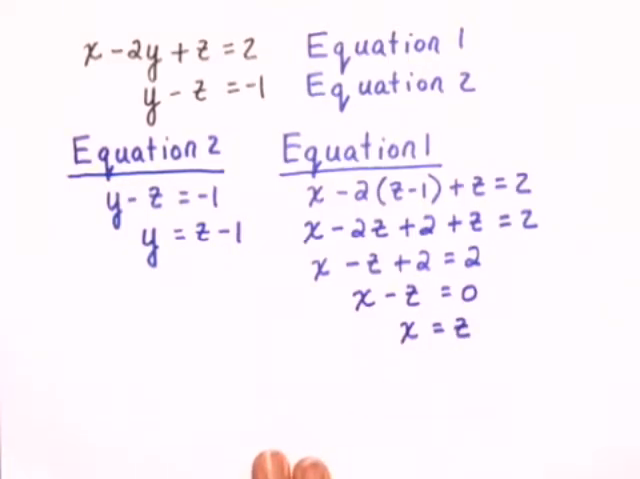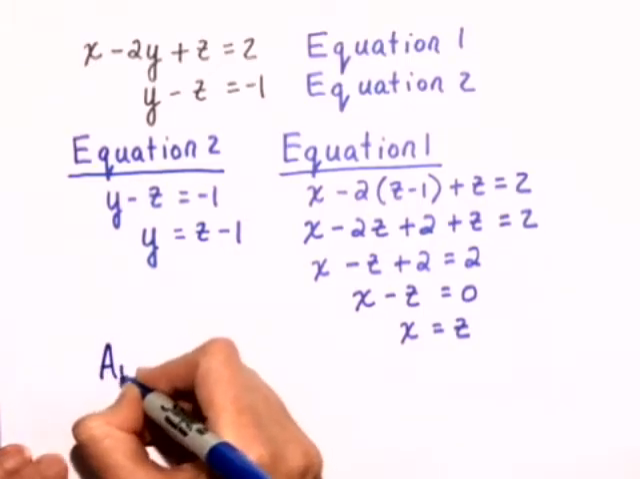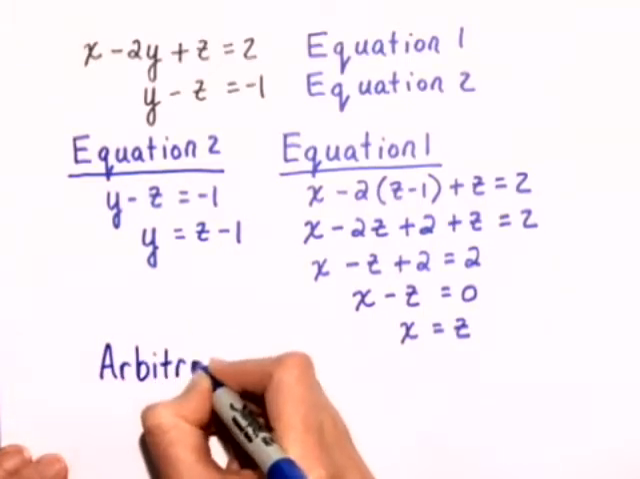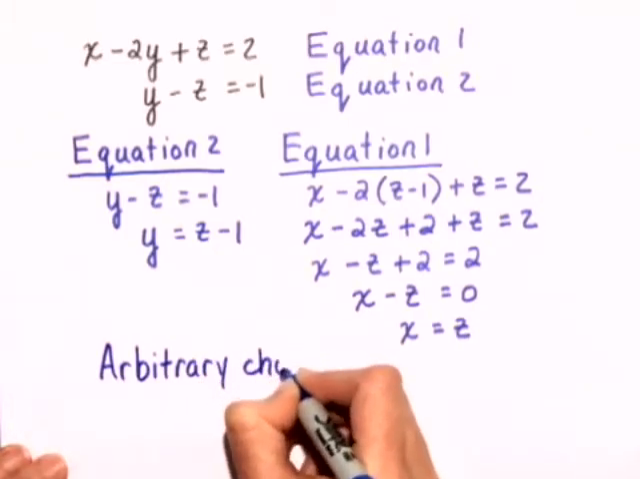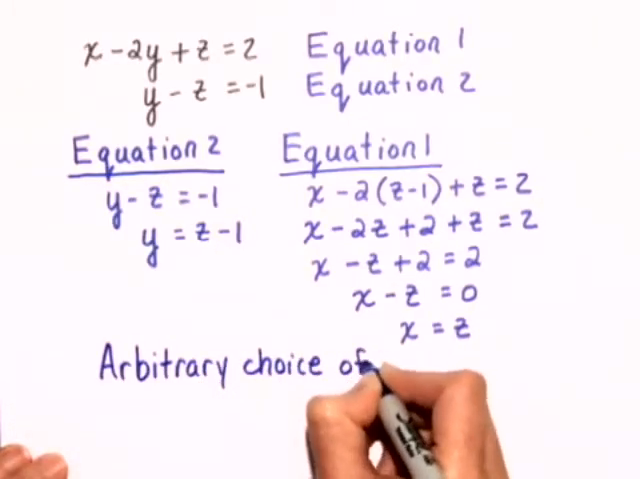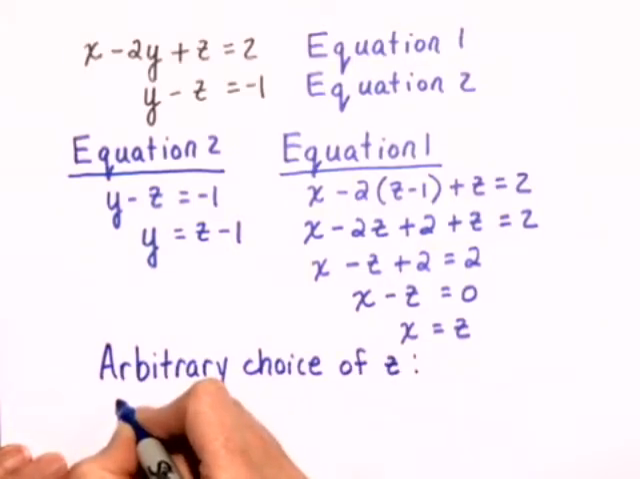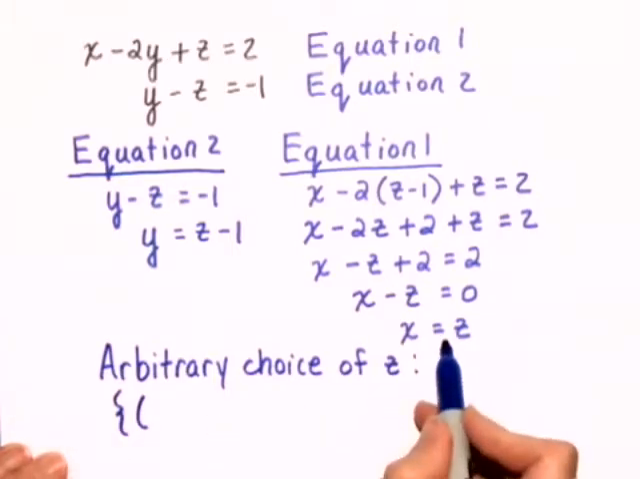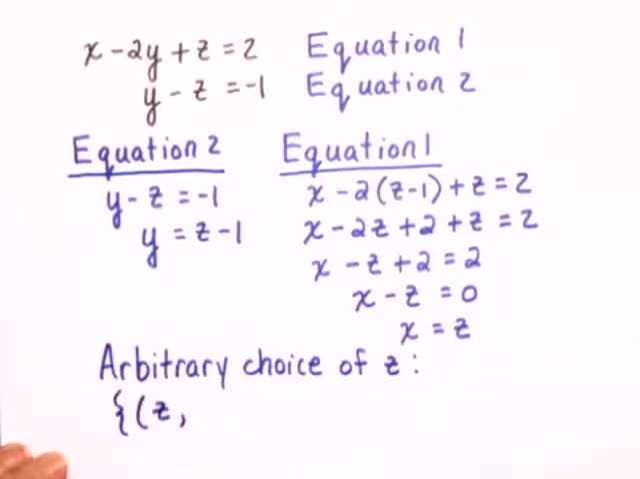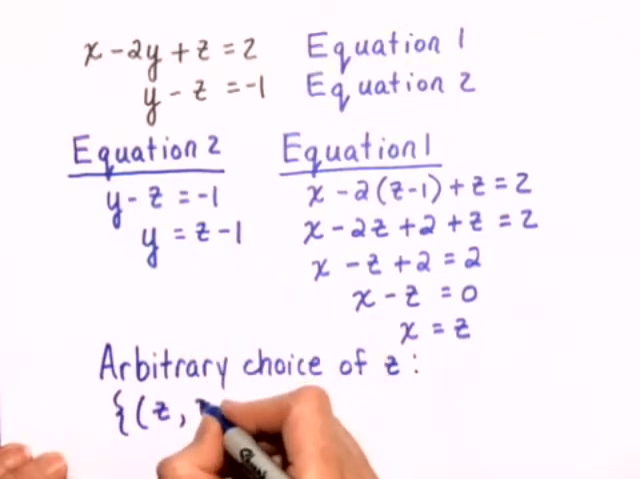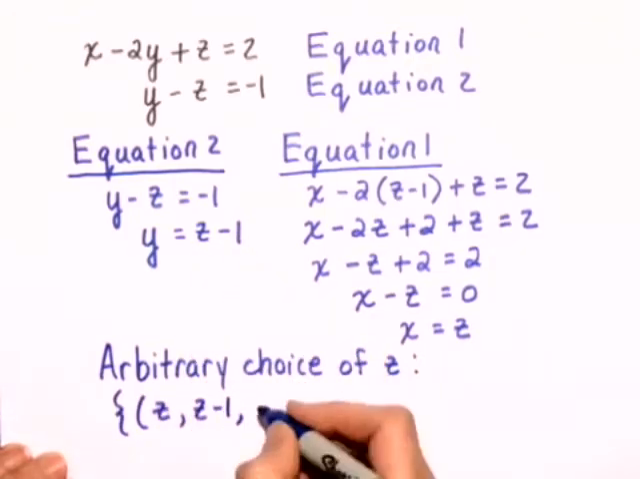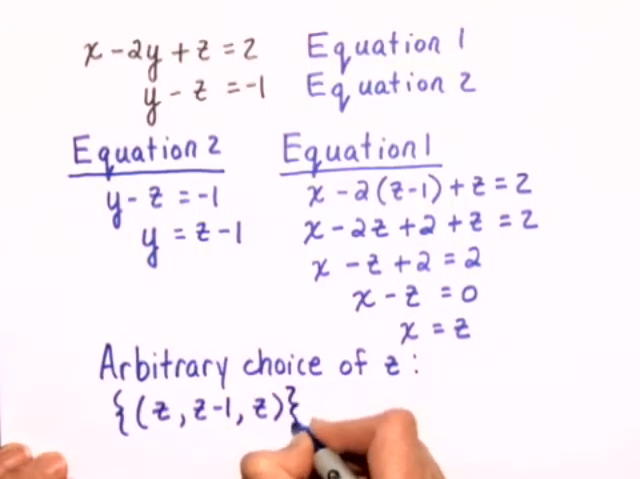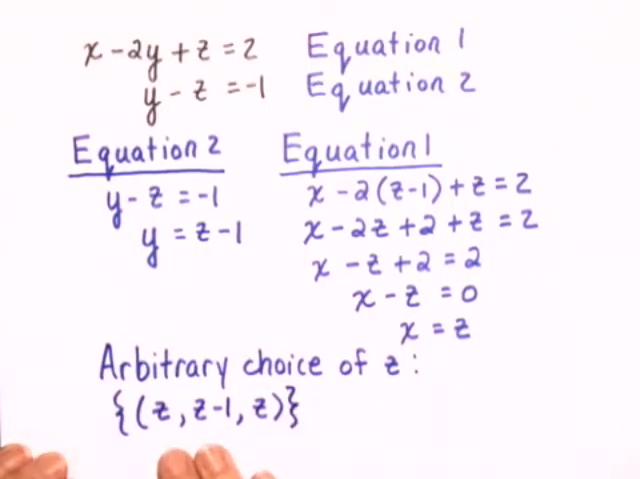Now we're ready to actually write our solution. So here's how we can write it. For any arbitrary choice of z, we can say that our solution set is the ordered triple where x is equal to z, y is equal to z minus 1, and z is equal to z itself. So there are actually an infinite number of solutions, and we could come up with any number of them.